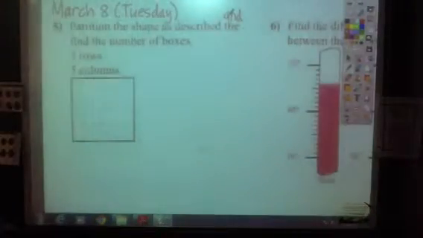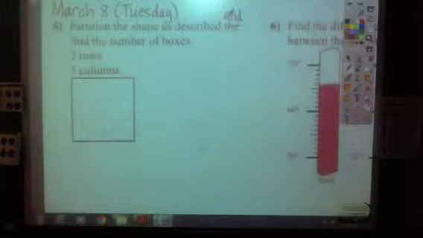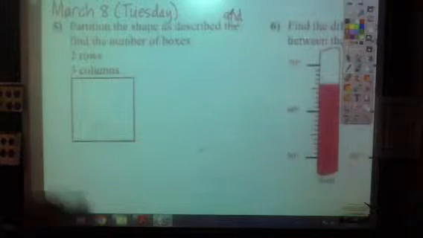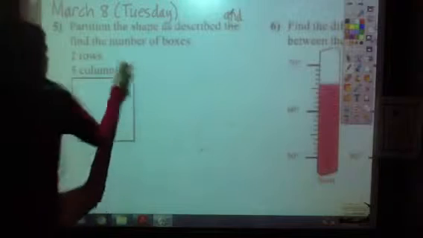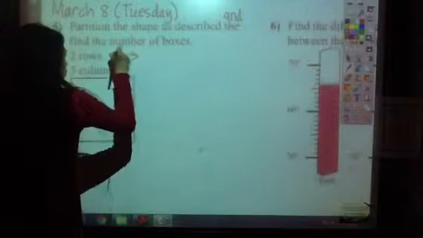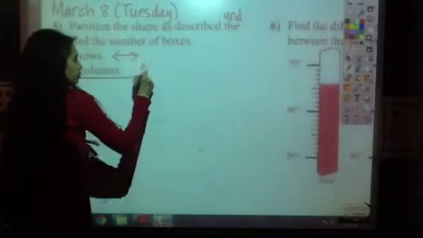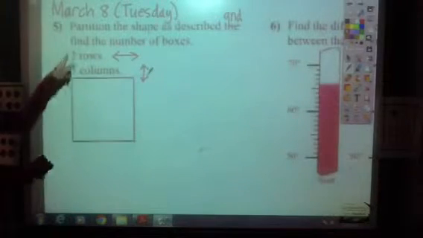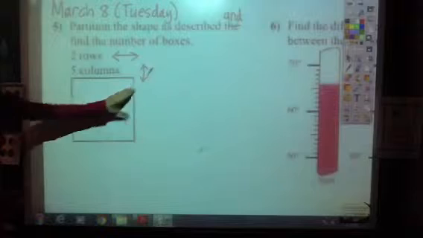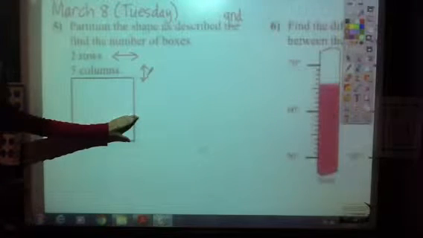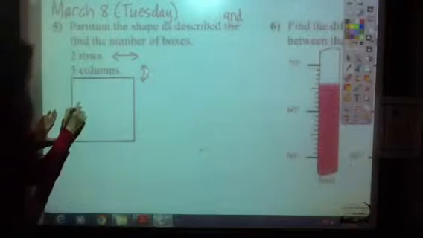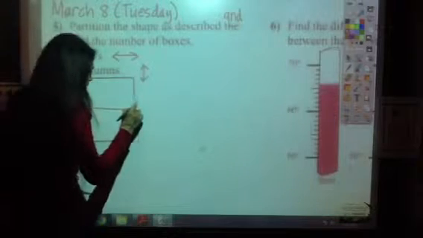How many rows is that saying? That says 2 rows and 5 columns. So remember, rows go side to side, horizontal, and columns go up and down, okay, vertical. So to make 2 rows, 1, 2, I need to do 1 line in the middle, just like that. See?